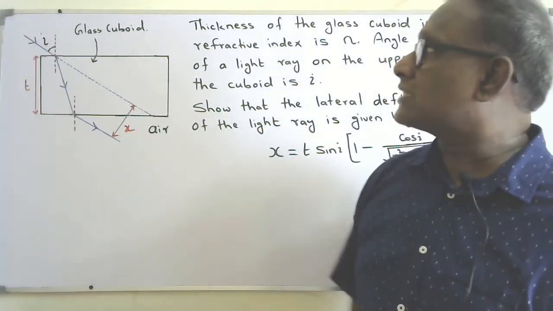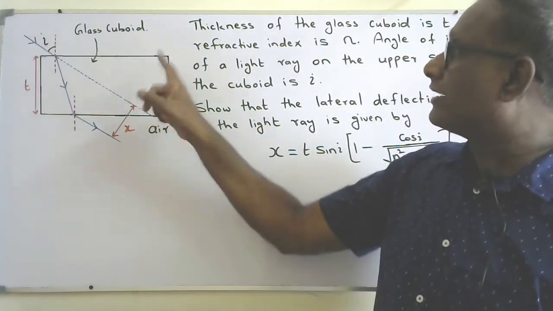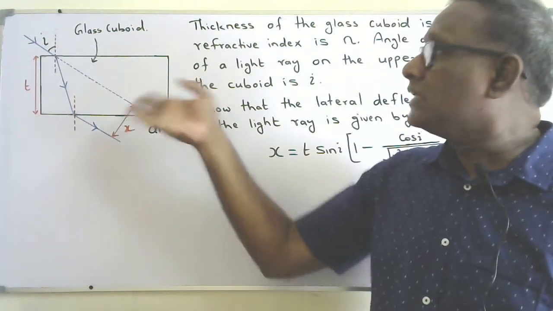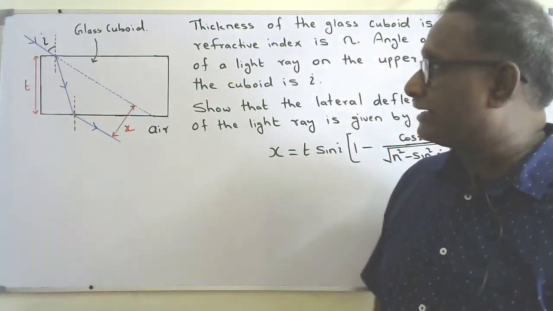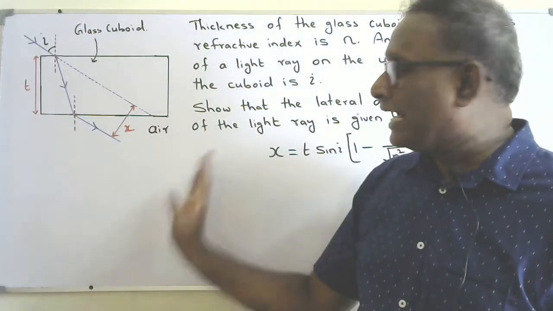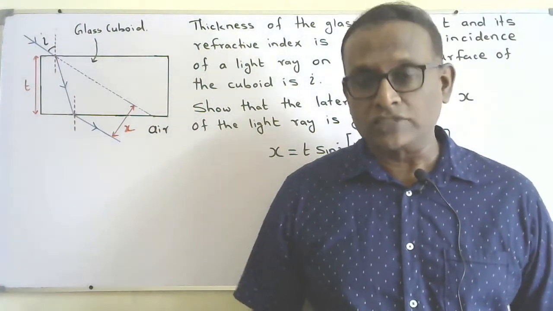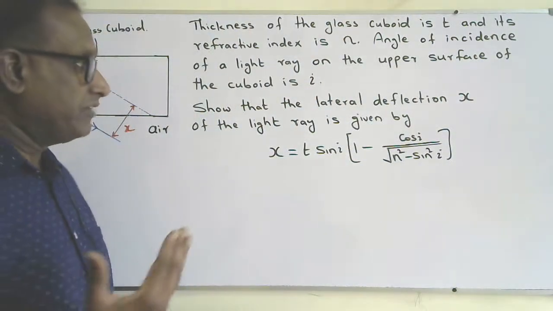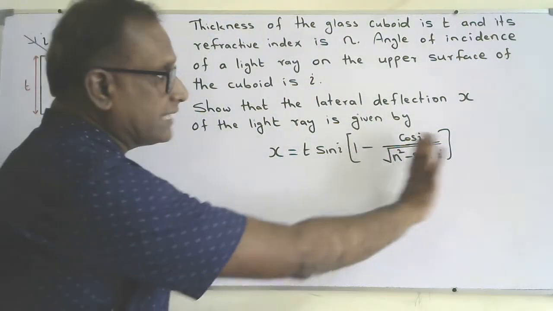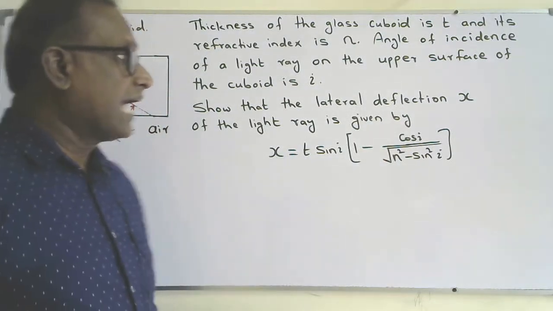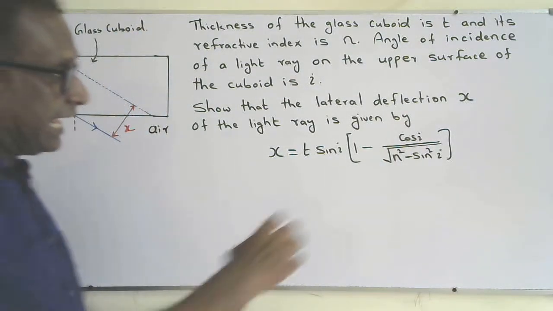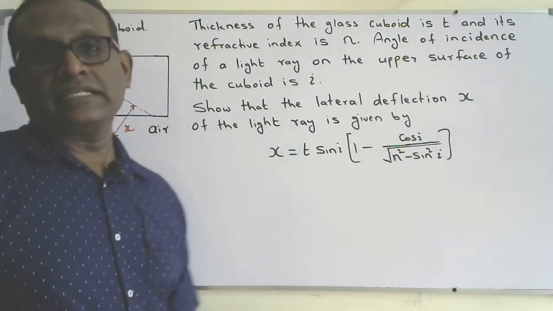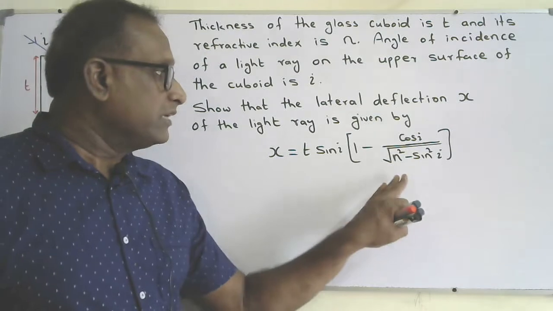The thickness of the glass cuboid is T, and the refractive index of the glass is N, that is the absolute refractive index. The glass cuboid is surrounded by air. We can take the refractive index of air almost equal to 1. So we need to show that the lateral deflection X is given by this relationship, where I is the angle of incidence on the upper surface, N is the refractive index of the glass cuboid, and T is the thickness of the glass. We need to derive this one.